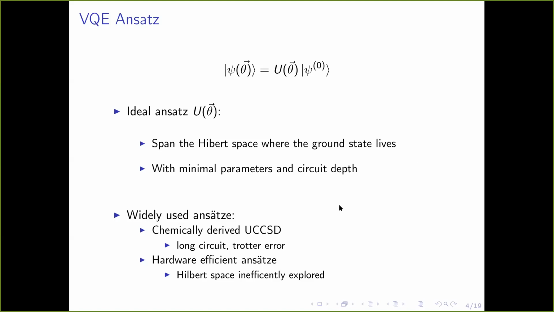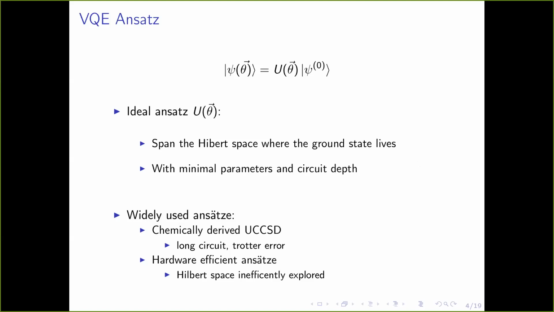For example, the UCCSD can span the Hilbert space efficiently because it is derived from the physical science. But if you want to implement it on a quantum device, it will result in a long circuit, and you also come across some Trotter error.